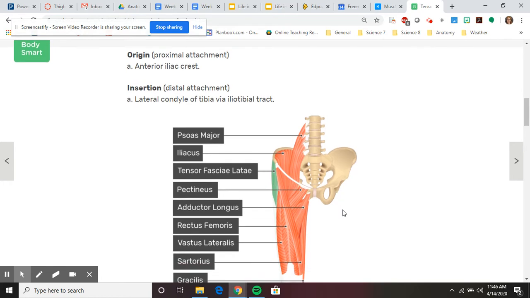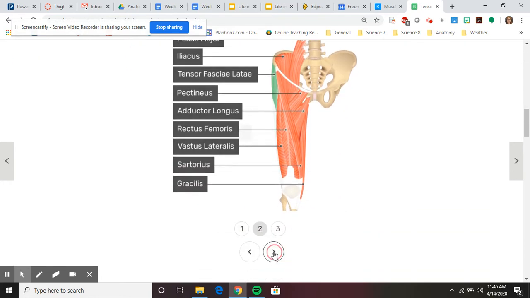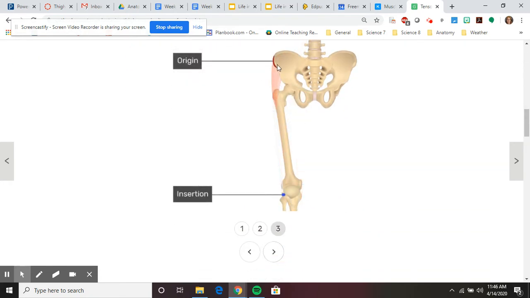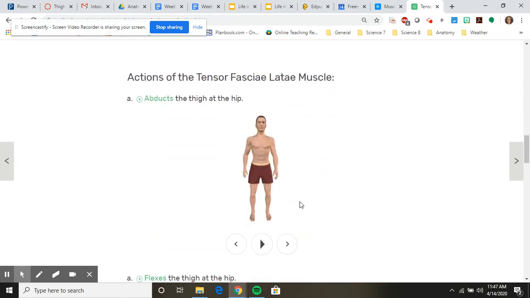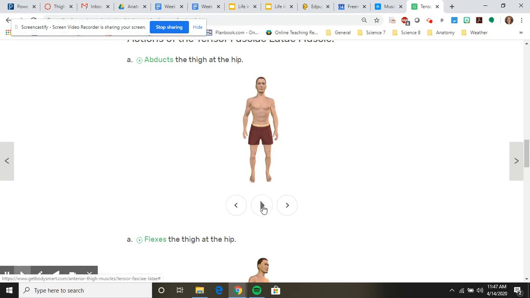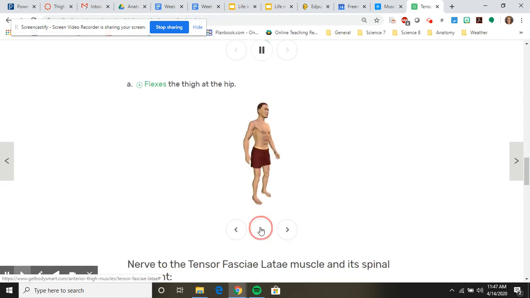So we'll go over the origin and insertion. So again, if I take those away, the origin's on the iliac crest and the insertion's on the tibia, and there's this band right here that connects down to there. So actions include abducting the thigh at the hip, so to move it out. And it also flexes the thigh at the hip, which means it's going to bring the thigh forward.